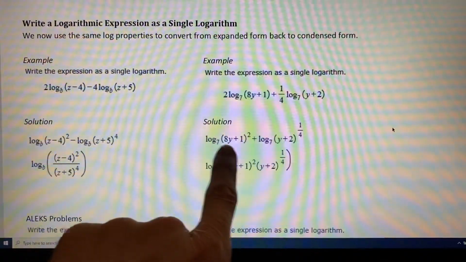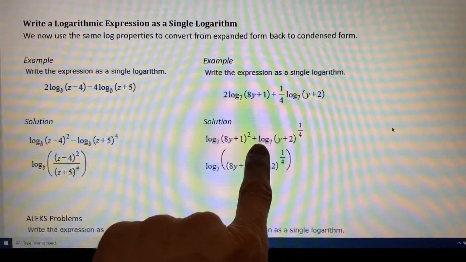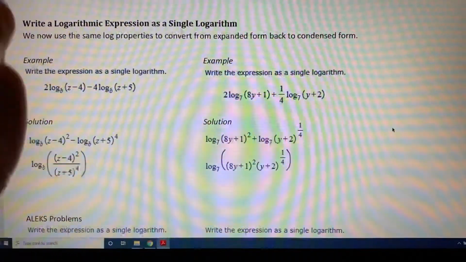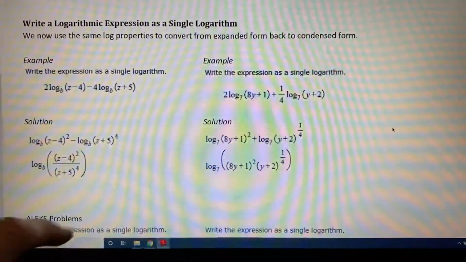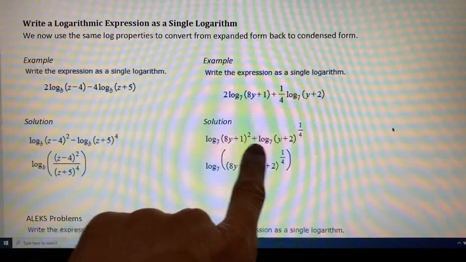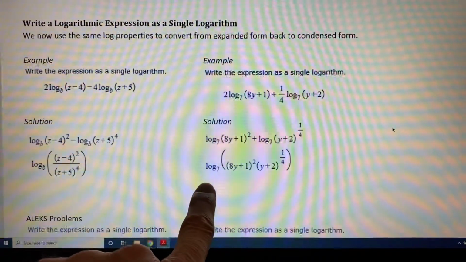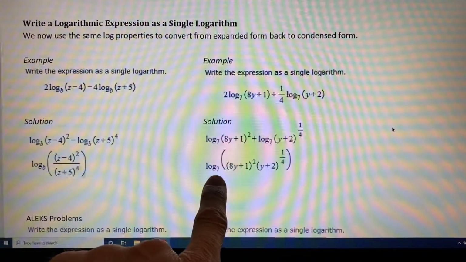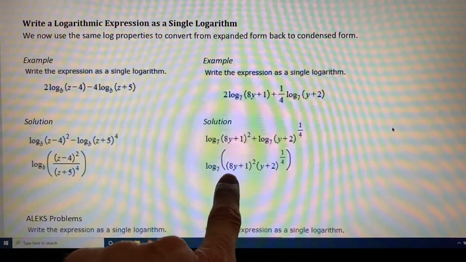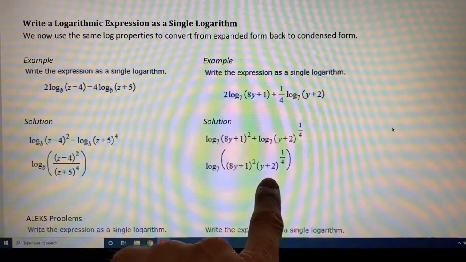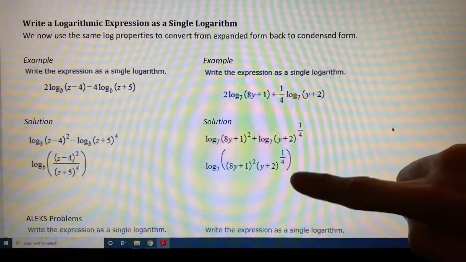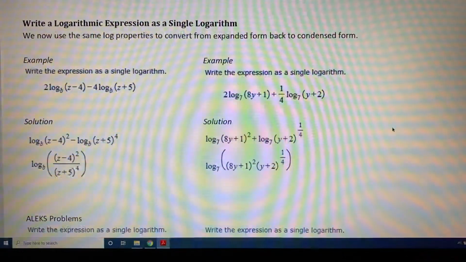Now, we have two logs with the same base being added and no numbers in front of the word log, so we can squish these together to make just one log by multiplying the two log arguments. So we get log base 7 of the product, 8y plus 1 squared times y plus 2 to the 1/4 power. One logarithm in condensed form.